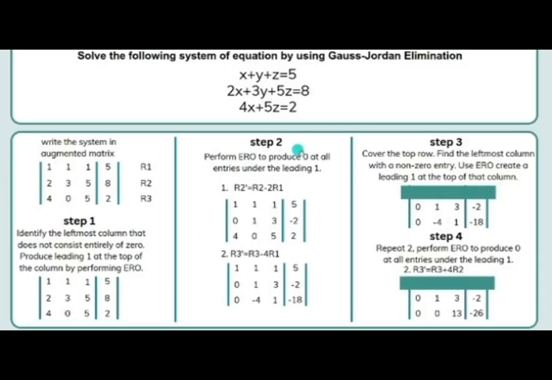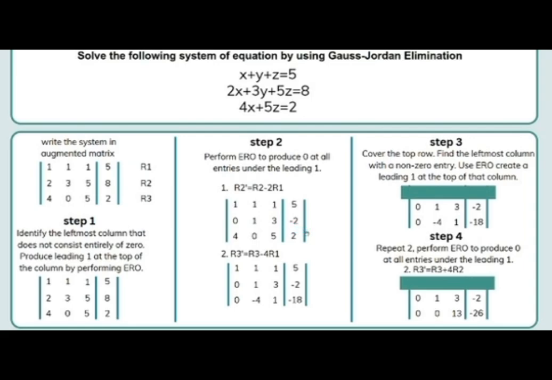Continue with step 2, where we need to perform ERO. We need to make all of the entries under the leading one 0. The ERO that we perform is to subtract R2, row second, with 2 multiplied by row 1. So 2 minus 2 is 0. We will do the same thing for all of the entries in the row. So here is the result after performing the ERO. We got 0, 1, 3 and -2.